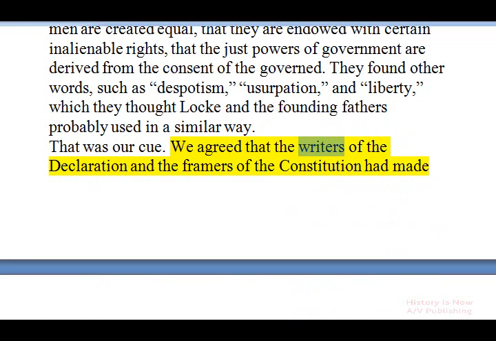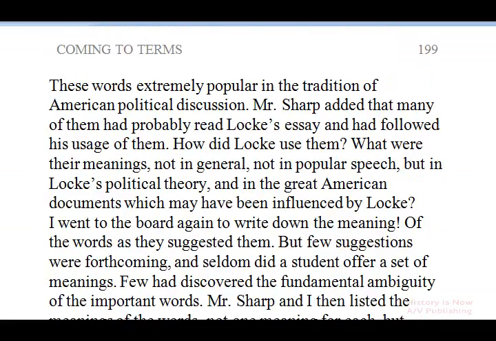We agreed that the writers of the Declaration and the framers of the Constitution had made these words extremely popular in the tradition of American political discussion. Mr. Sharp added that many of them had probably read Locke's essay and had followed his usage of them. How did Locke use them? What were their meanings, not in general, not in popular speech, but in Locke's political theory, and in the great American documents which may have been influenced by Locke?